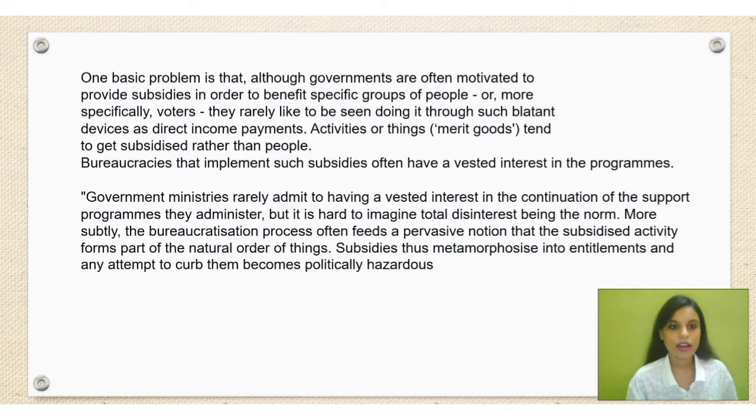So, are these responsible for eradicating poverty? Are they being able to eradicate poverty?